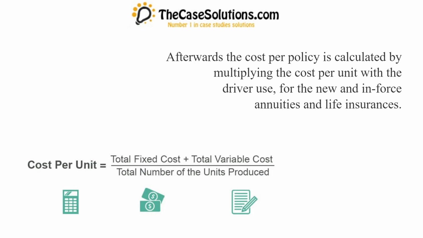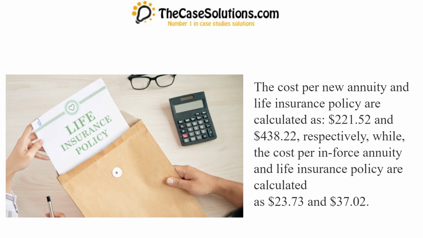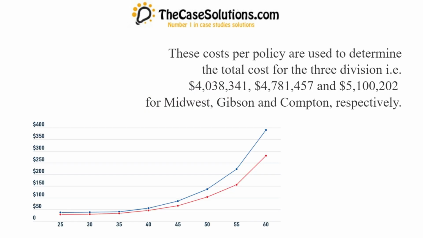Afterwards, the cost per policy is calculated by multiplying the cost per unit with the driver use, for the new and in-force annuities and life insurances. The cost per new annuity and life insurance policy are calculated as $221.52 and $438.22, respectively, while the cost per in-force annuity and life insurance policy are calculated as $23.73 and $37.02.